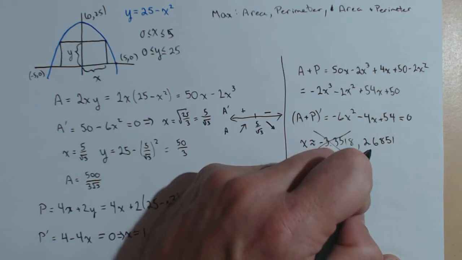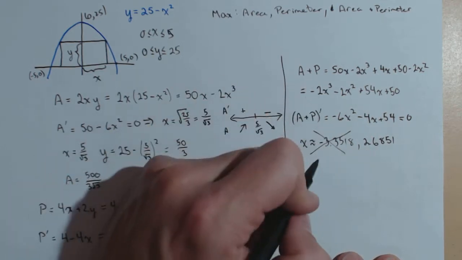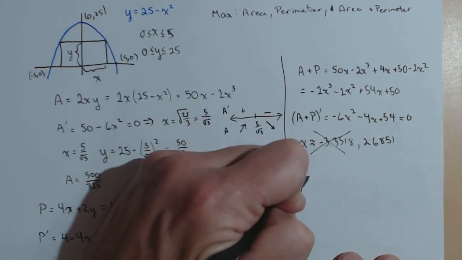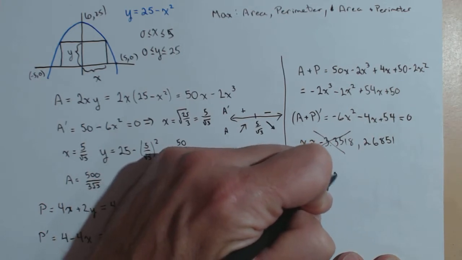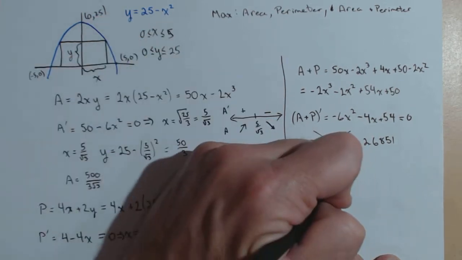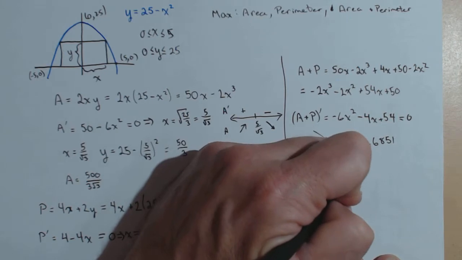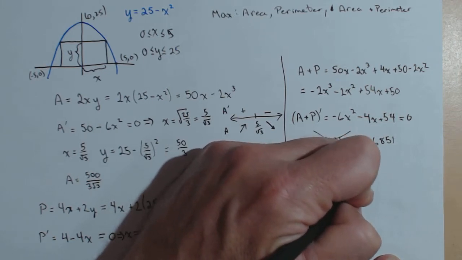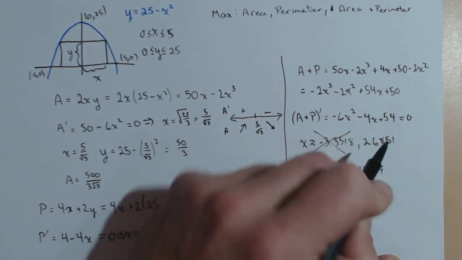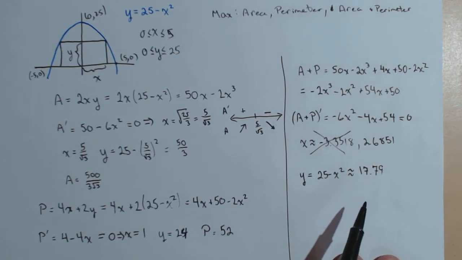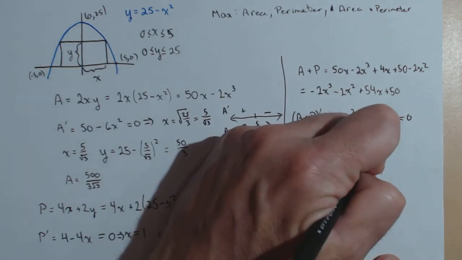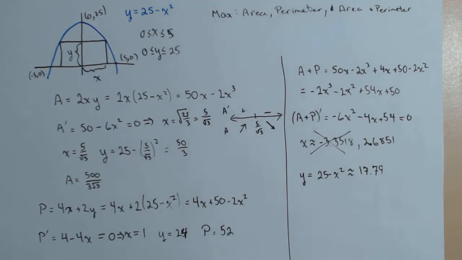So there's the x that's going to yield the maximum sum of area and perimeter, and the corresponding y, well remember y is 25 minus x squared, that's our constraint, which as a decimal is approximately, I'll just go to 2 decimals on this one, 17.79. So those are the dimensions of the rectangle that would give the largest sum of area plus perimeter.